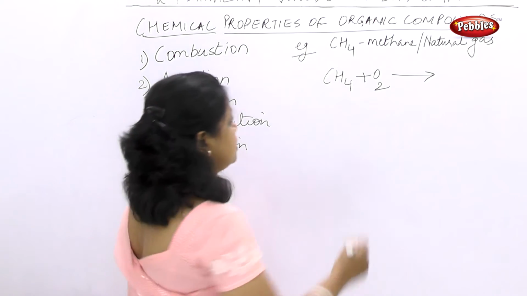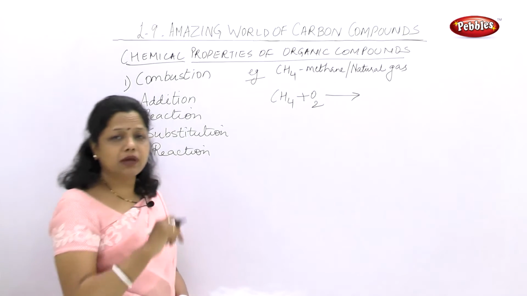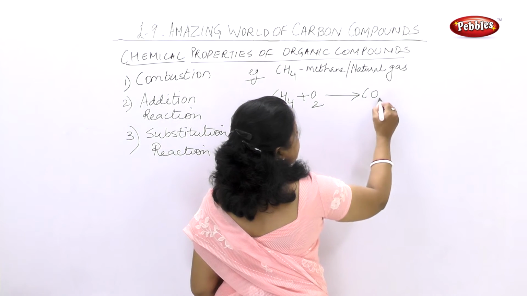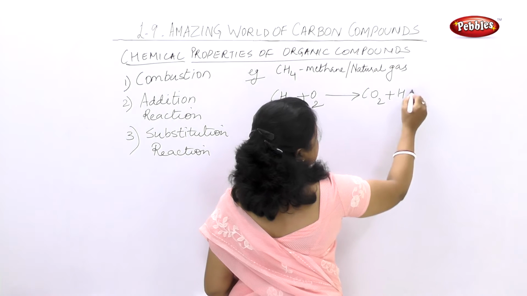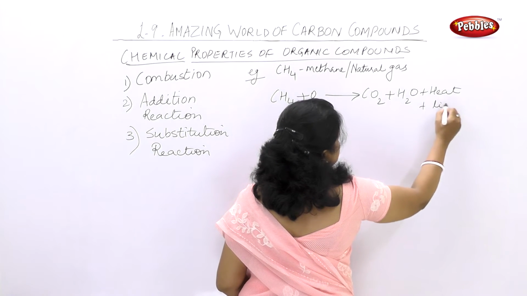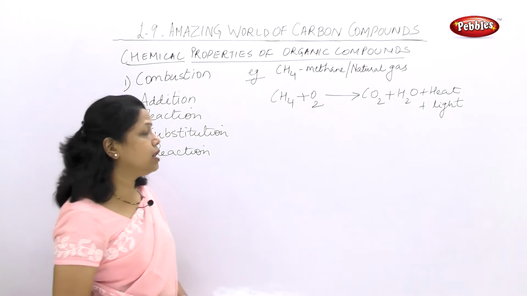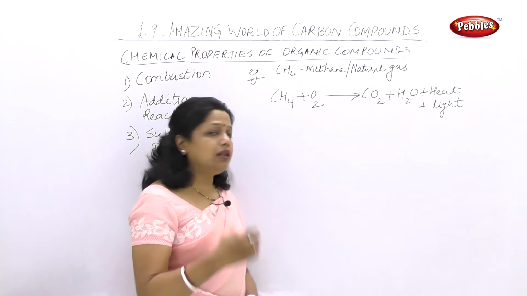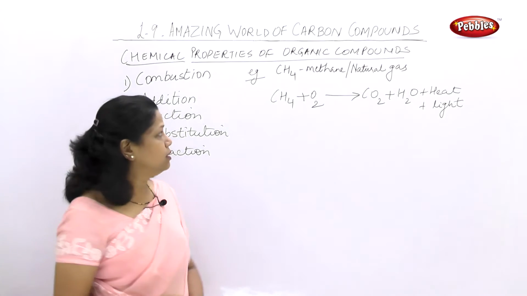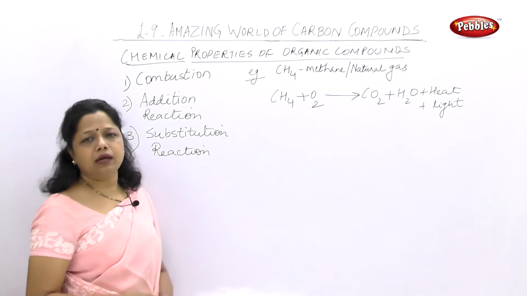So here the hydrocarbon we are taking is methane. This methane is reacting with oxygen. It forms carbon dioxide plus water plus heat plus light. Why am I writing heat and light in the reaction? Because a large amount of heat and light is produced when any organic compound is burned. This is a simple example of combustion of organic compounds.